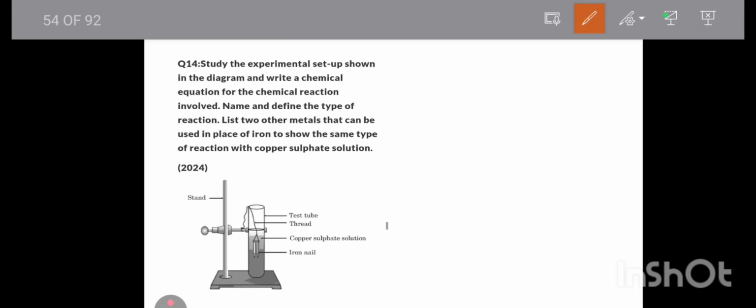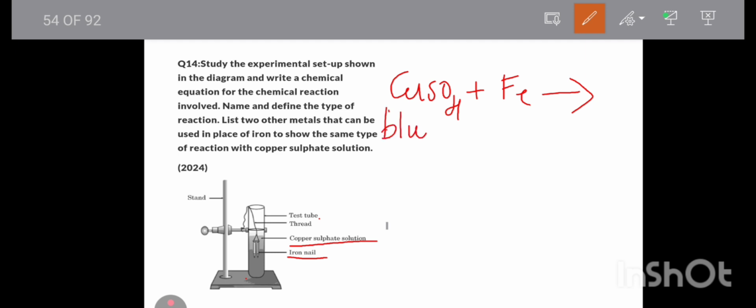Study the experimental setup in the diagram and write the chemical equation for the chemical reaction involved. Here in the diagram we have taken copper sulfate solution, CuSO4, and an iron nail is dipped into it. If we keep this for some time, we can see that the blue color of the copper sulfate fades. So what will we be getting?